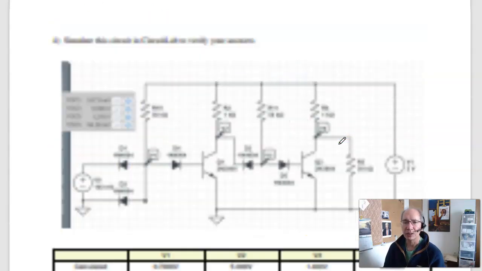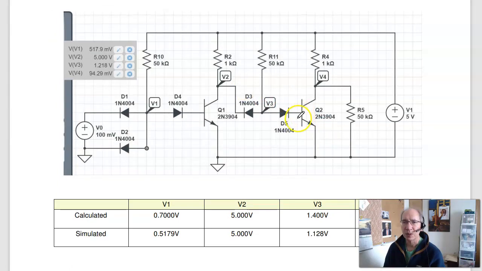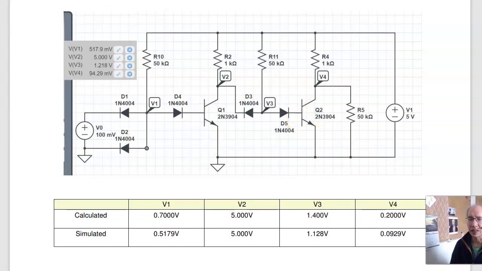If I check in Circuit Lab, build the circuit, take the voltages, again, I get very similar answers. What I calculated is a little bit different than what I simulate. If I build it, it'll be a little bit different, but close. This diode is turned on, about 0.7 volts. Q2 is off, 5 volts. V3, I've got 2 diodes, about 1.4 volts, and V4 saturated, about 0.2 volts.